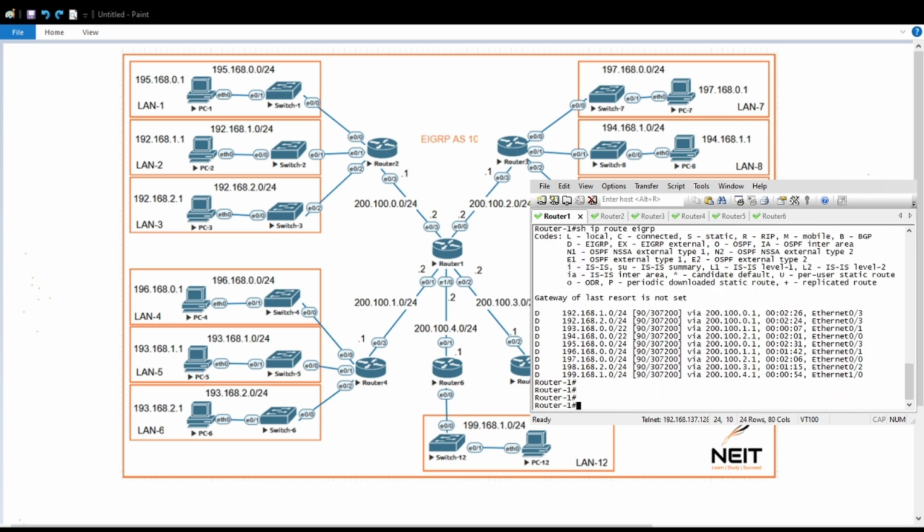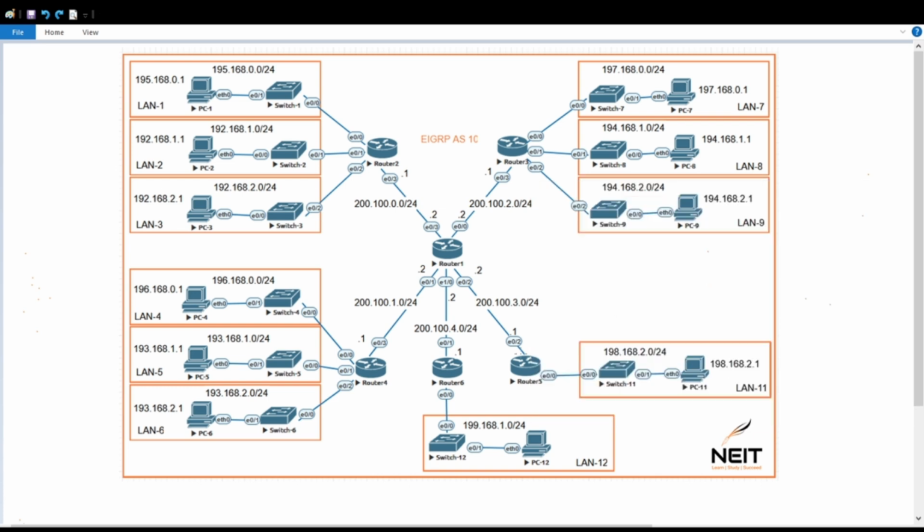And now if we verify the routing table of router 1, here we can see that router 1 is receiving the summary address 193.168.0.0 in its routing table for both LAN 5 and LAN 6 network.